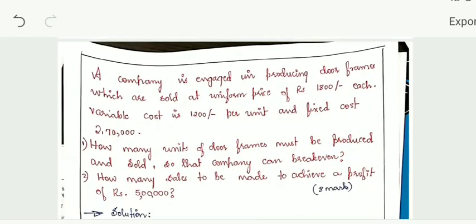Okay, so the numerical is as here. A company is engaged in producing door frames which are sold at a uniform price of rupees 1,800 each. Variable cost is 1,200 per unit and fixed cost is 2,70,000. So how many units of door frames must be produced and sold so that the company will break even? Second question is how many sales must be made to achieve a profit of rupees 5 lakhs.